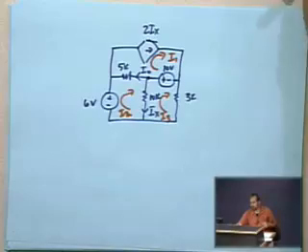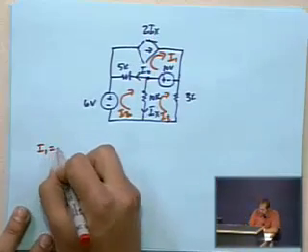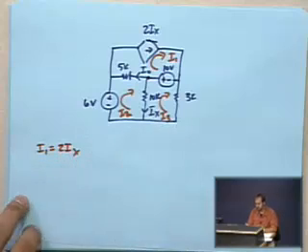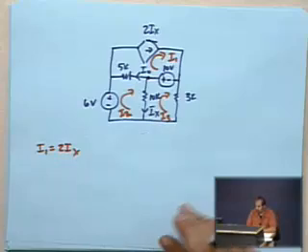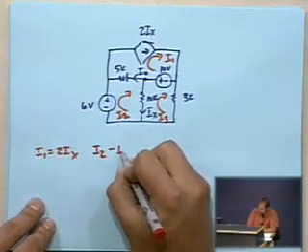So what we can say right off the bat is constrained by the current source, I1 simply equals 2 times Ix. And then we need to write our controlling equation for what Ix actually is, and that is I2 minus I3.